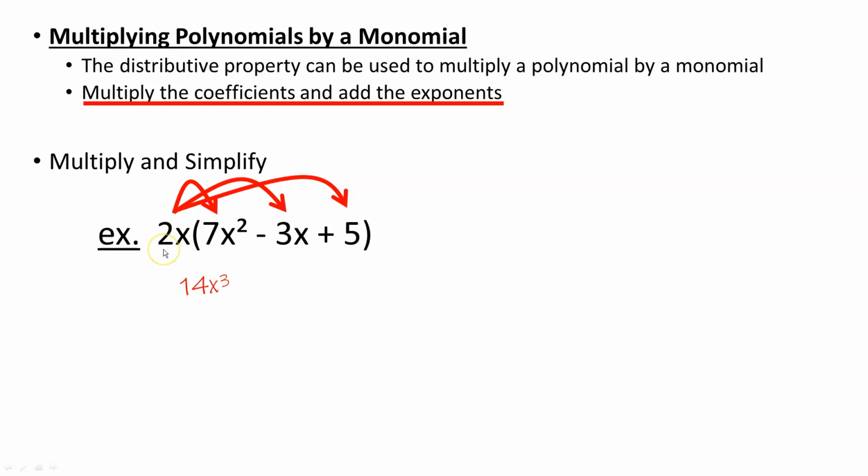Okay, so then we have 2x times negative 3x. Remember that negative sign goes with the 3, not with the 7. So 2 times negative 3 is negative 6, and x times x is x squared. Then finally, we have 2x times 5. We get plus 10x because 2 times 5 is 10, and we just get that little x carried along.